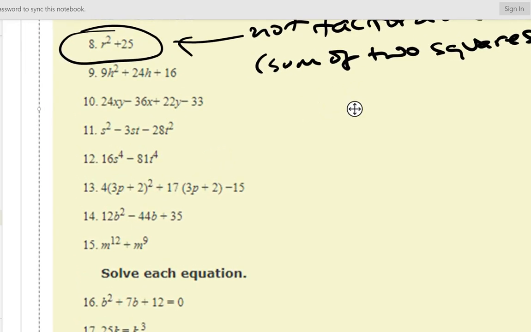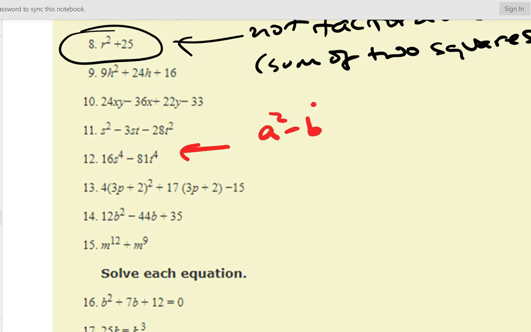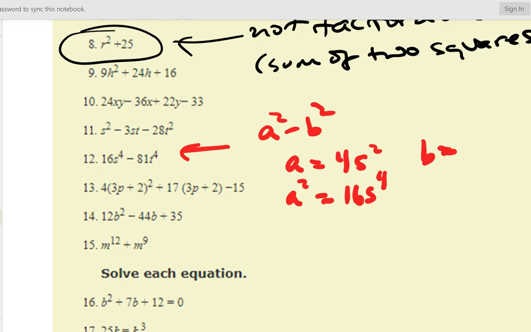But here's another one. This one's kind of rough. Number 12, you have to notice that it's the difference of two squares, but the squares are to the fourth power. So initially you can make a 4s squared, and then a squared would be 16s to the fourth, and then b would be 9t squared, and then b squared would be 81t to the fourth. And then you work it out from there. There's more factoring after that.